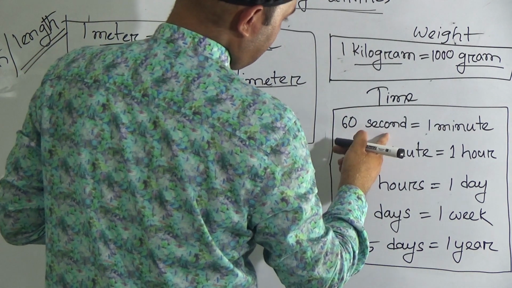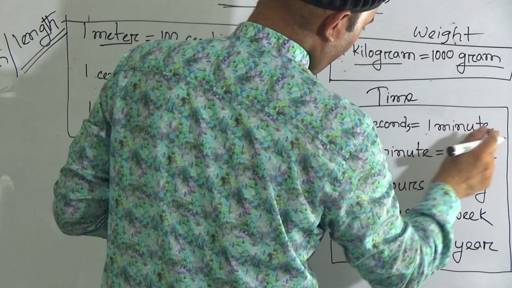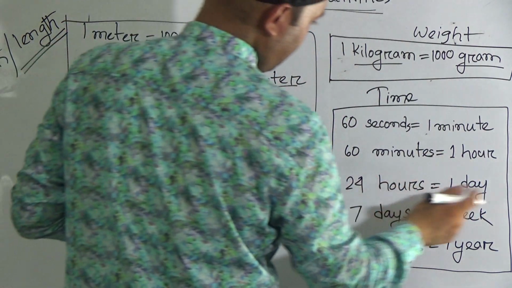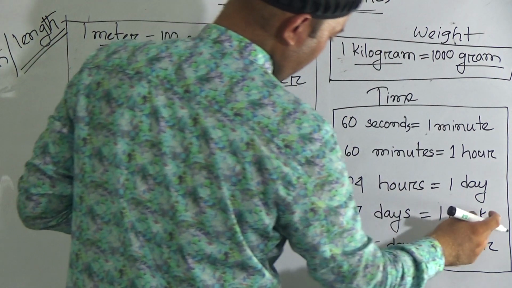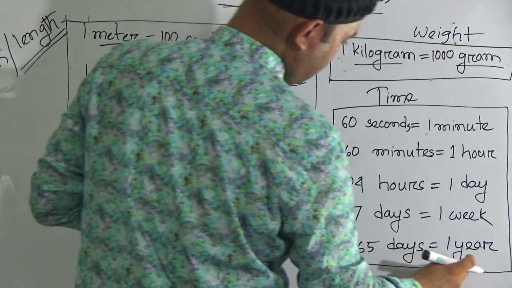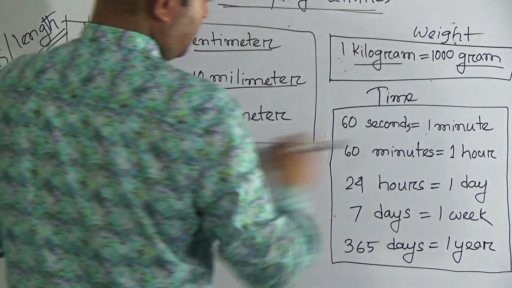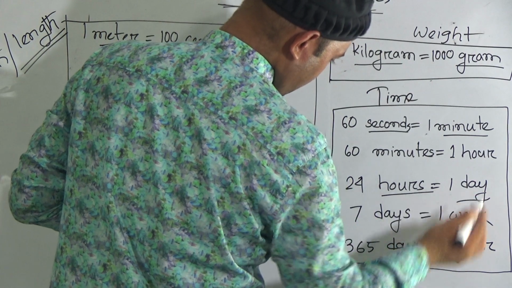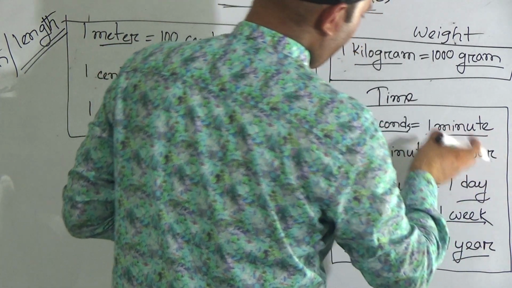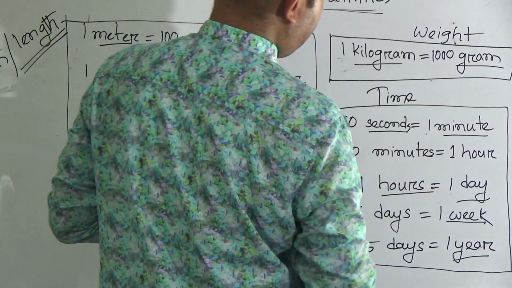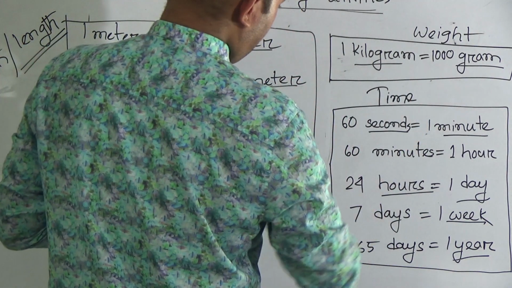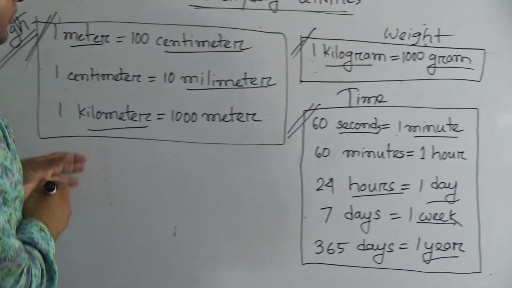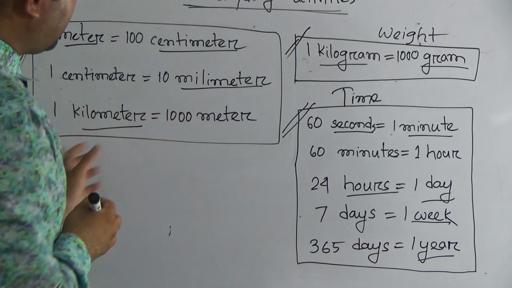Look here, 60 seconds is equal to 1 minute, 60 minutes is equal to 1 hour, 24 hours is equal to 1 day, 7 days is equal to 1 week, 365 days is equal to 1 year. Look here, here are second, minute, hour, day, week, year. These are the units to measure time. My dear students, you have to memorize these 3 boxes, very important for you, and you will solve your problems using these quantities.